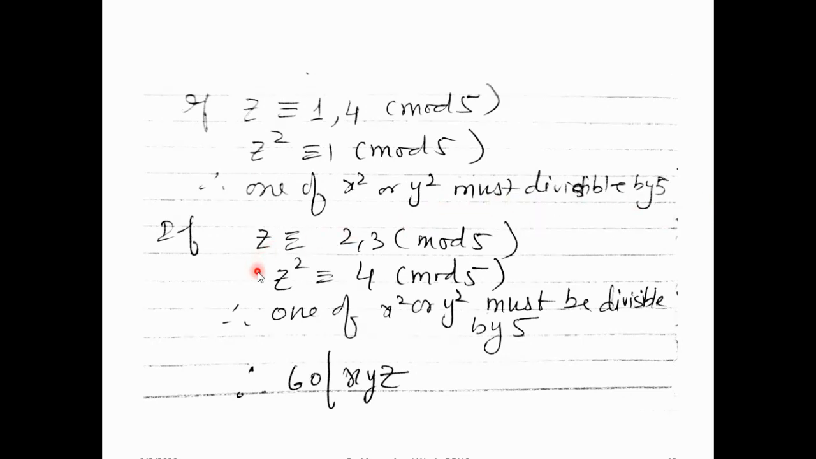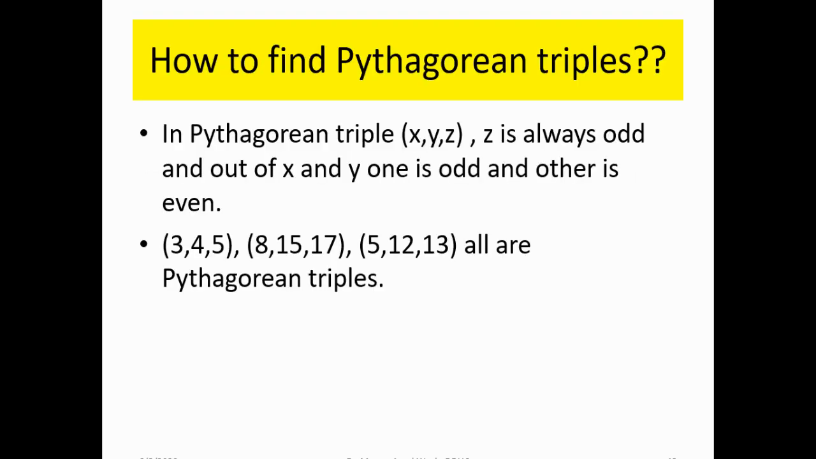And if z is congruent to 2, 3 modulo 5, then z square will be 4 modulo 5. Therefore one of x square or y square must be divisible by 5. So in both the cases 60 divides x. So we are done.